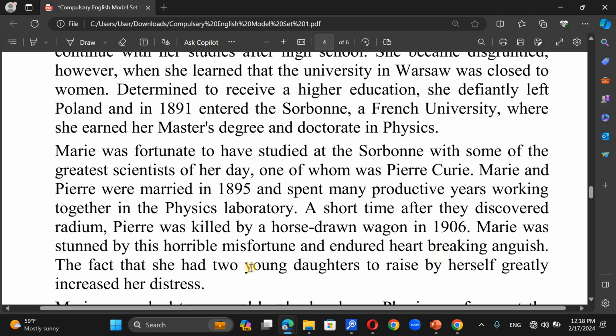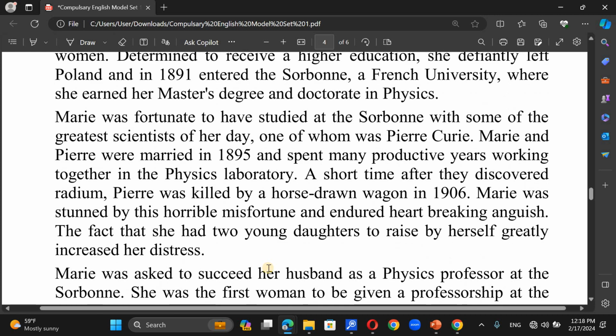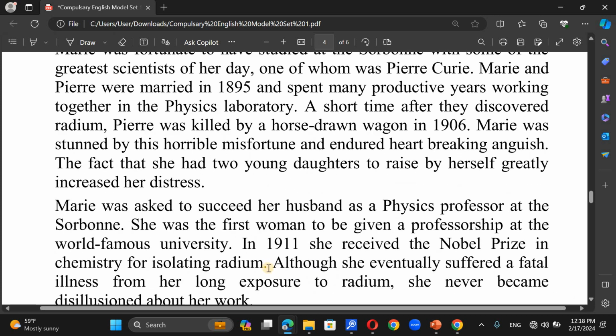The fact that she had 2 young daughters to raise herself greatly increased her distress. Mary was asked to succeed her husband, to become a physics professor at the Sorbonne. She was the first woman to be given a professorship at the world-famous university.